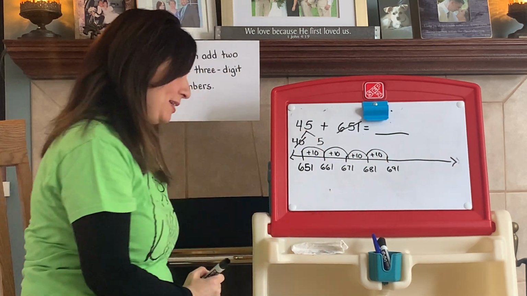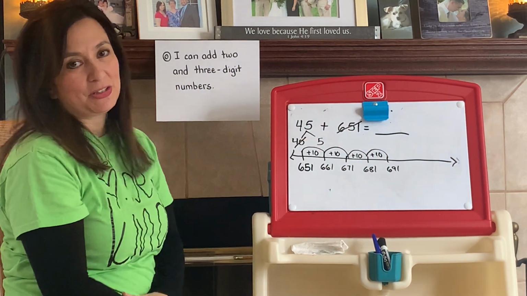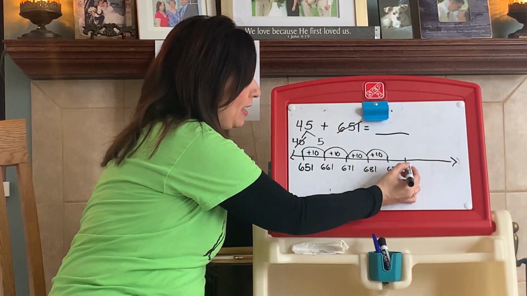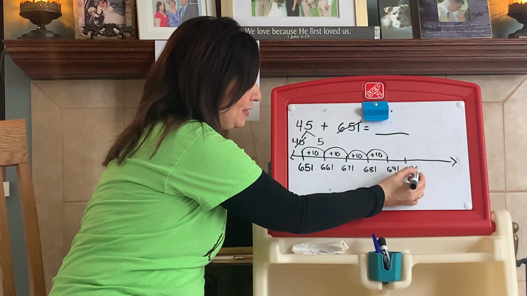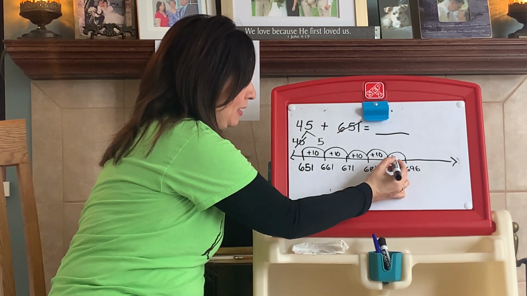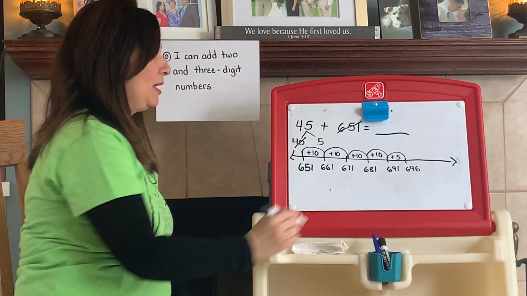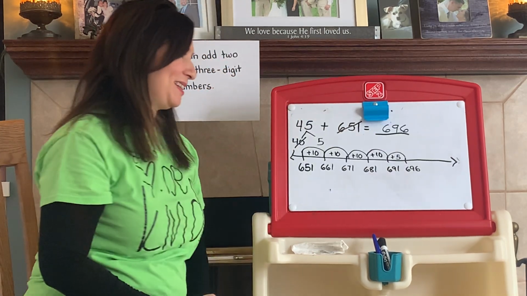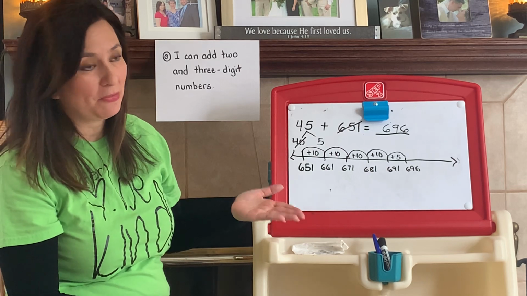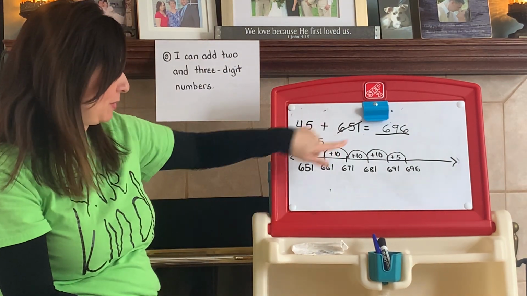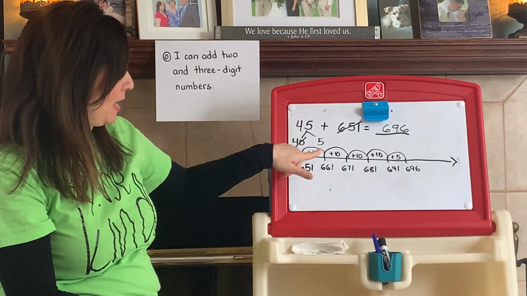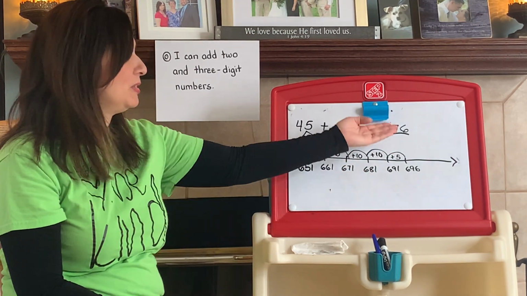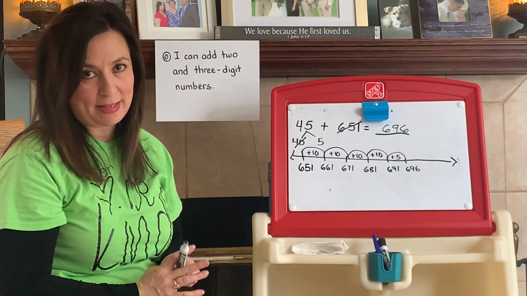Now I've jumped my 10s. All I have left to do is jump 5 ones. 691 plus 5 is 696. And that's plus 5. So my sum would be 696. I'm going to double check and make sure I jumped 45. I started at 651, and now I'll add my jumps. 10, 20, 30, 40, plus 5 is 45. So I found the sum of 696.